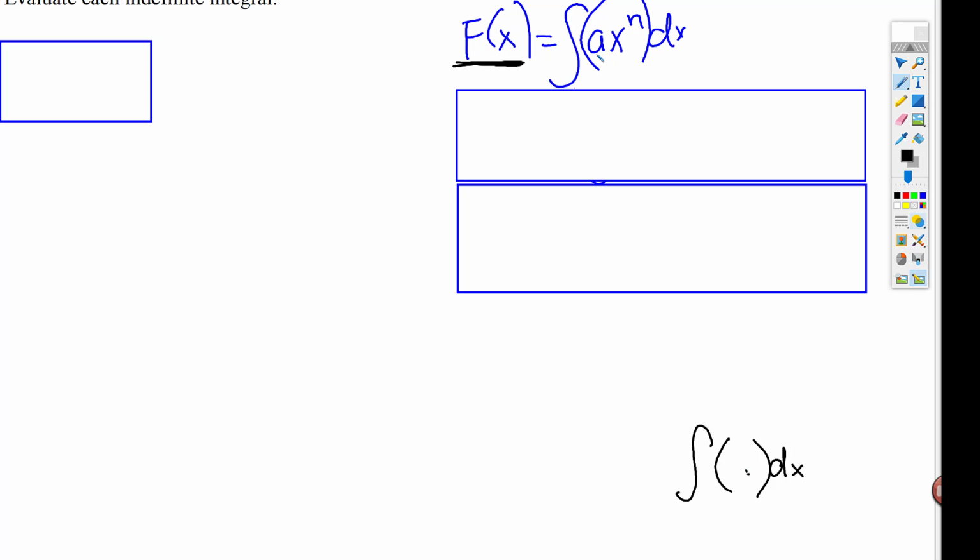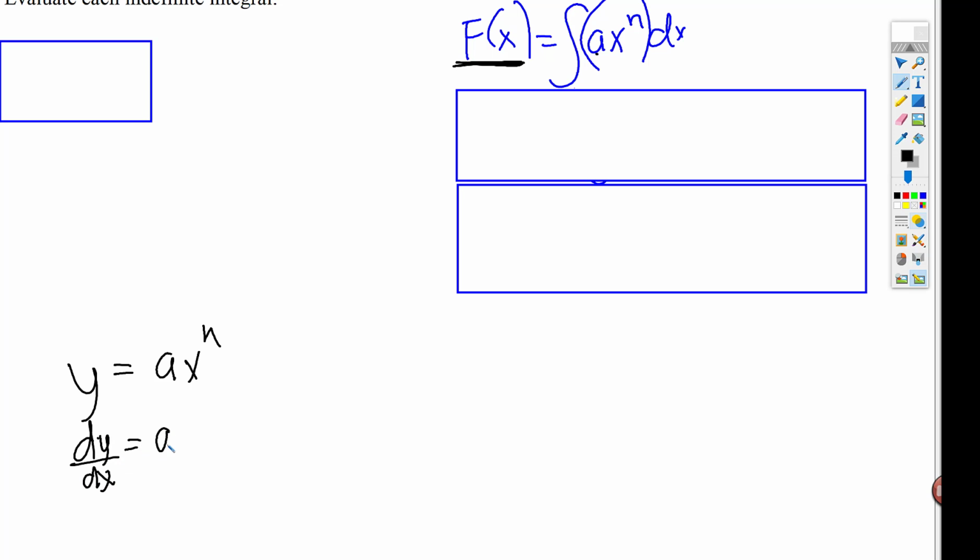And if you have ax to the n, this is the power rule that I'm going to explain to you. It's the reverse of the derivative. Remember, if you had y equals ax to the n, the derivative is you bring the n down in front and multiply times x to the n subtract 1. Well, think about the reverse of that.